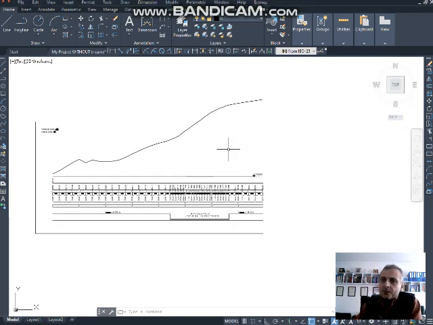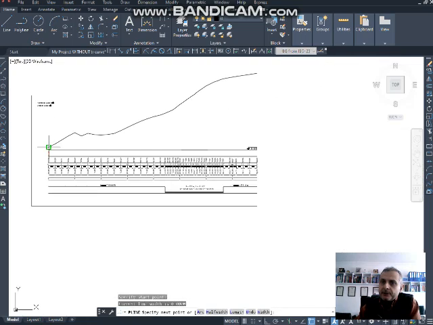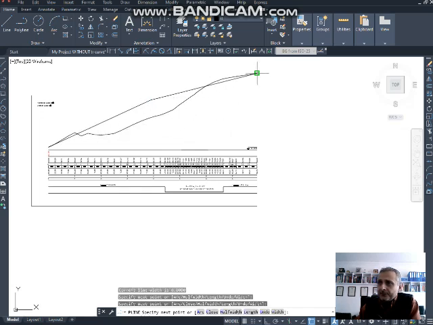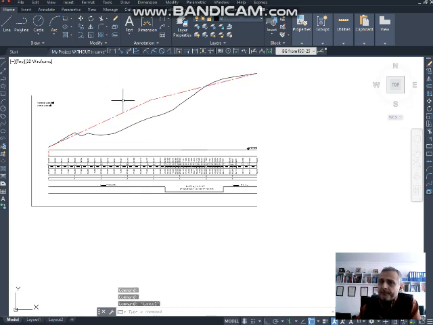The next step is to choose a correct grade line, the final grade line, in red color. To do that, you can use polyline again. Click on the beginning of the project and somewhere in the middle, that doesn't matter, then the end of the project. Then assign a proper layer for this. By holding in the middle, you can move this around until you are satisfied with the grade.